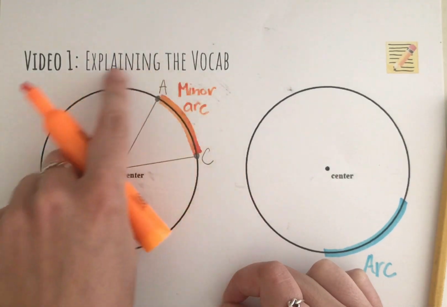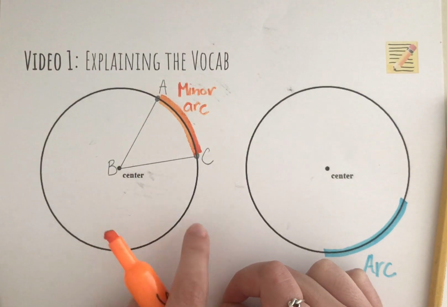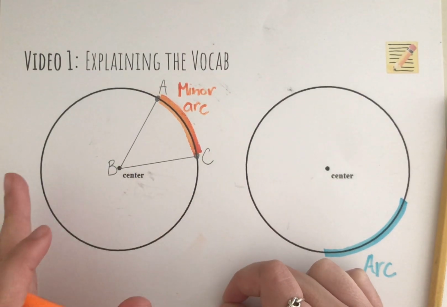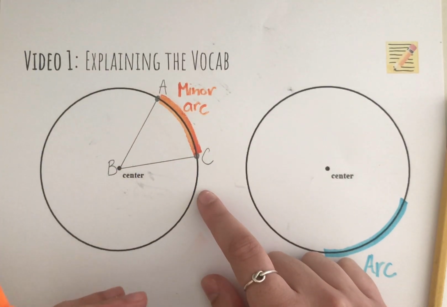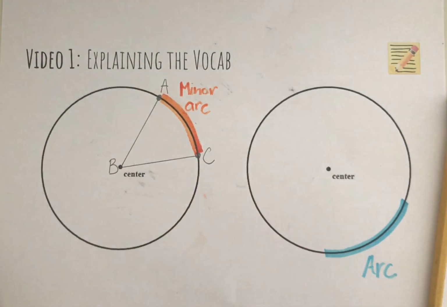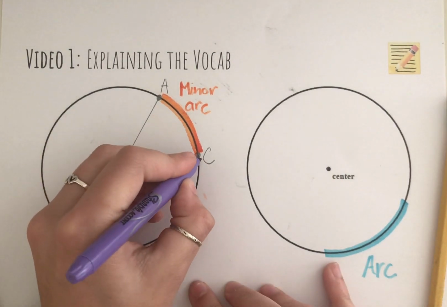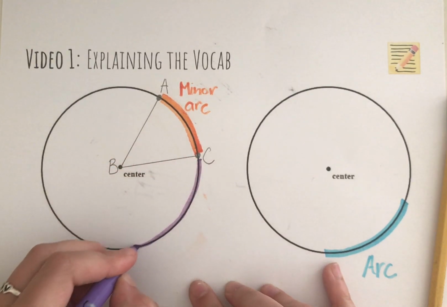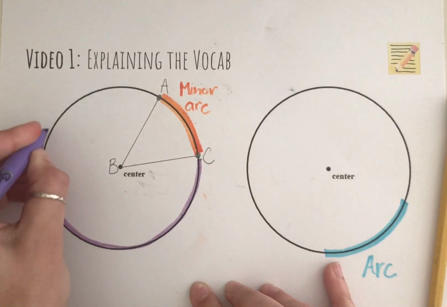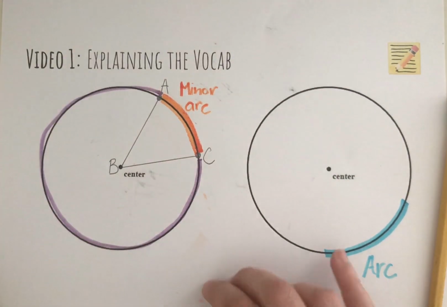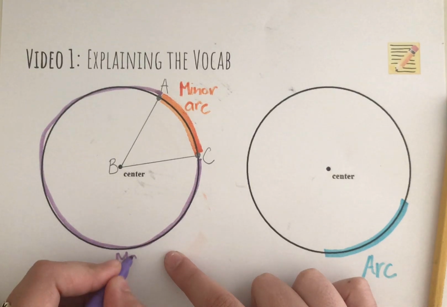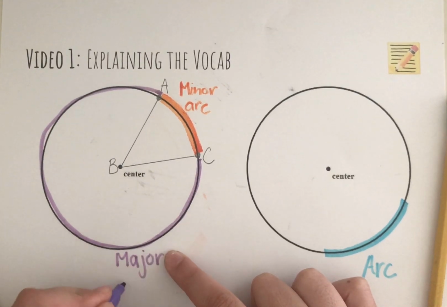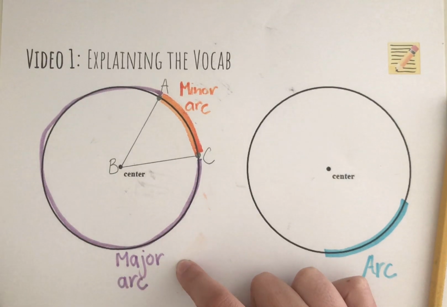Now if you remember, a circle is 360. So half a circle is going to be 180 degrees. So as long as an arc is less than half of a circle, it is called a minor arc. Now, if I were to go the other way around, this arc is pretty big. So you can assume this one is called the major arc. It is more than 180 degrees. So the purple is the major arc.